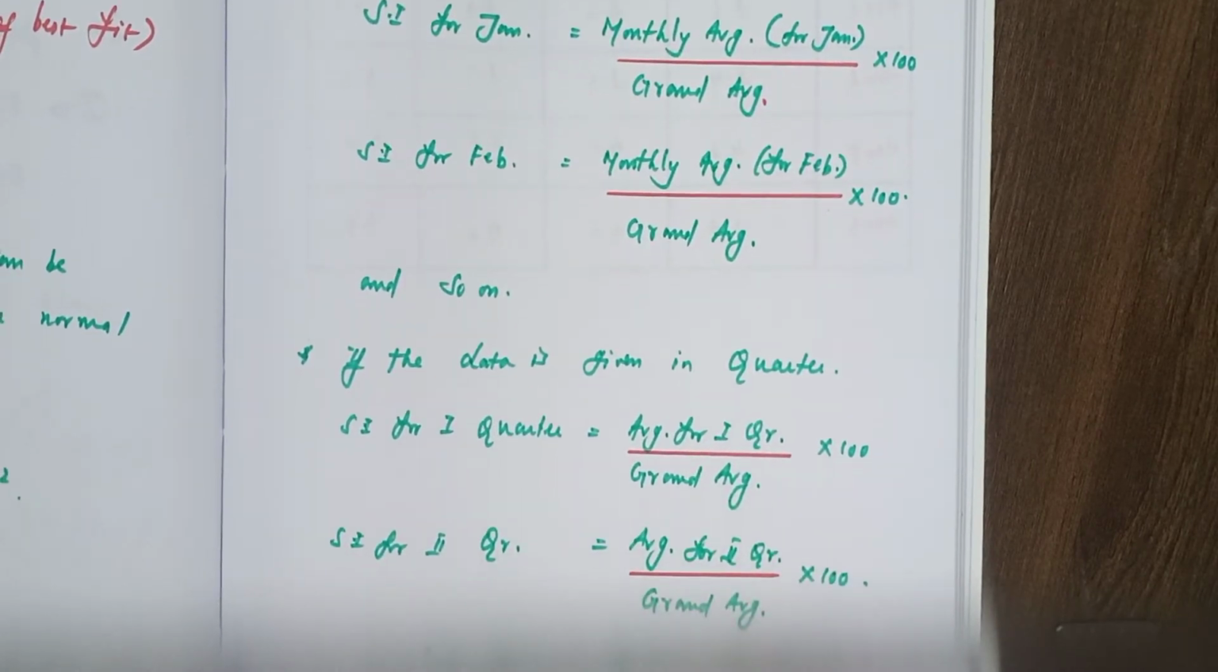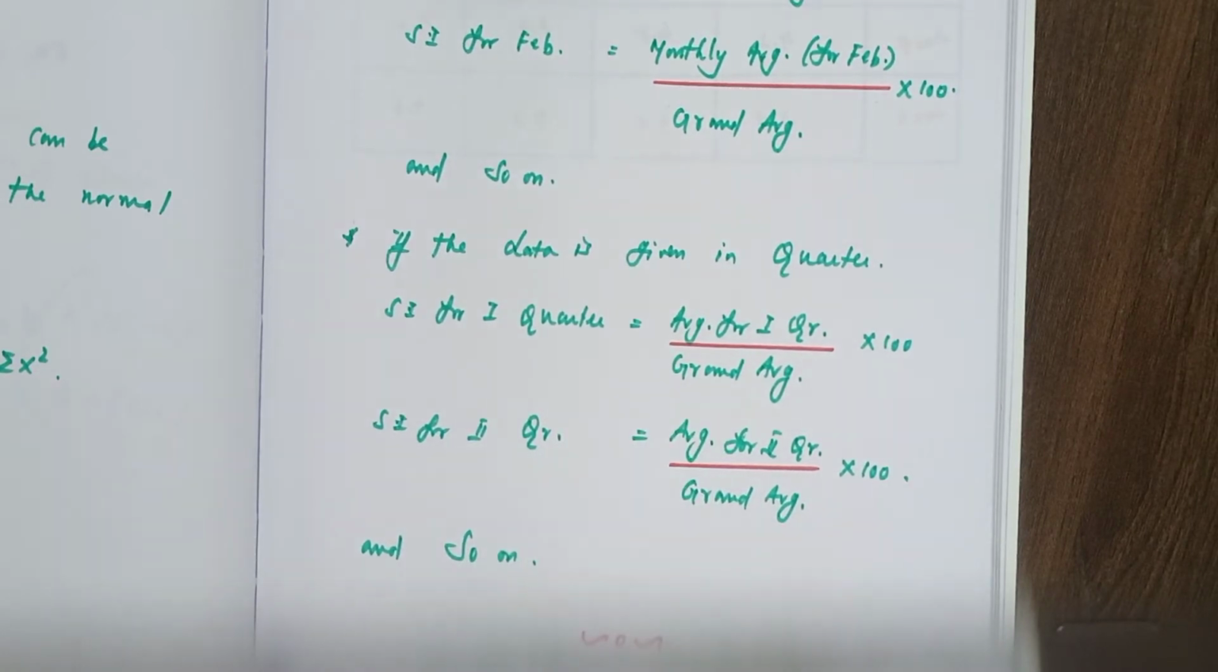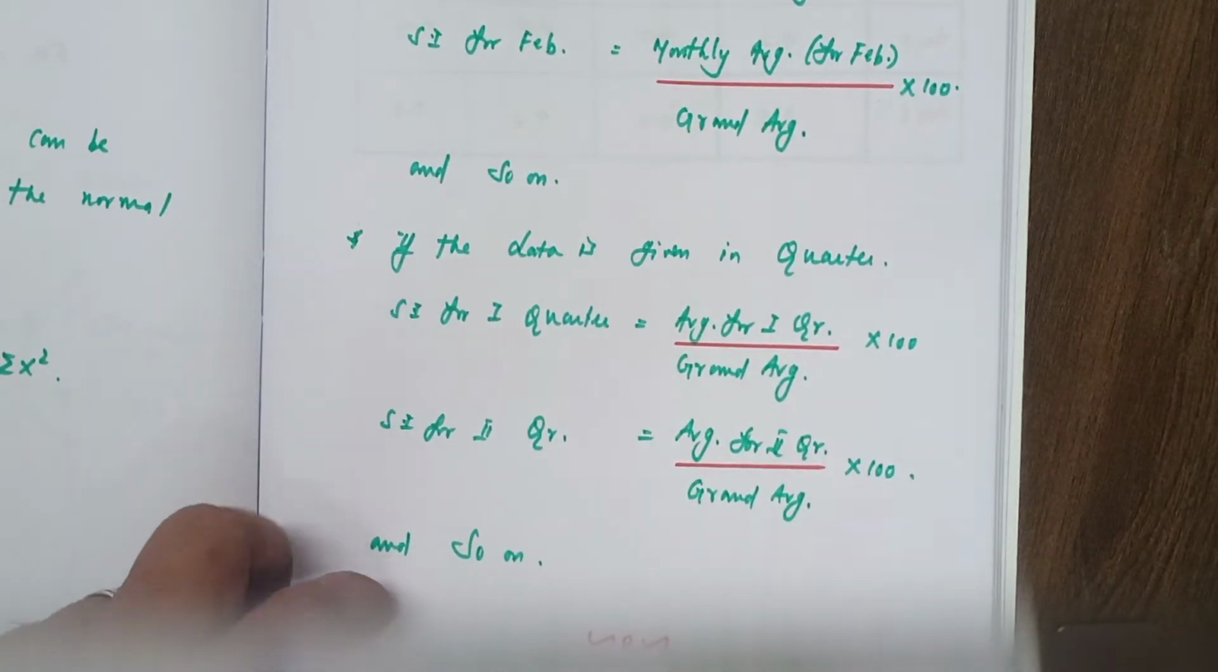Now the next one, if the data is given in quarters, a year has 4 quarters: first, second, third and fourth quarter. Every 3 months make 1 quarter. So the seasonal index for the first quarter equals the average for the first quarter divided by grand average into 100. The seasonal index for the second quarter equals the average for the second quarter divided by grand average into 100, and so on, for the third quarter and the fourth quarter.